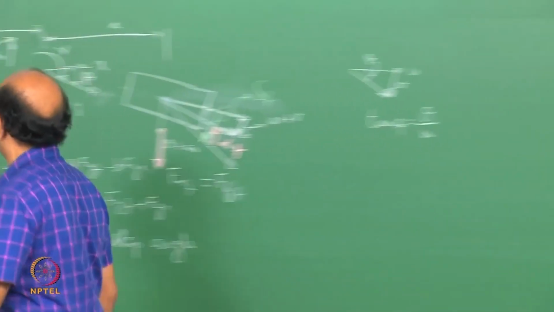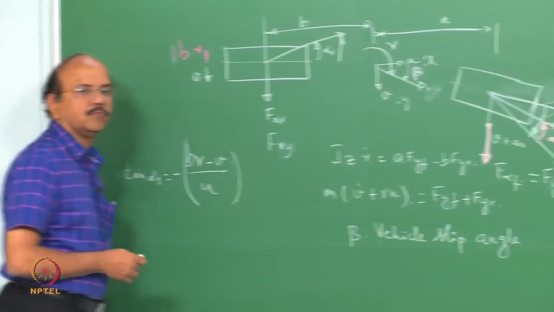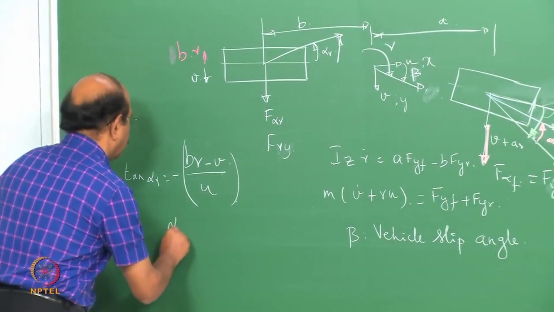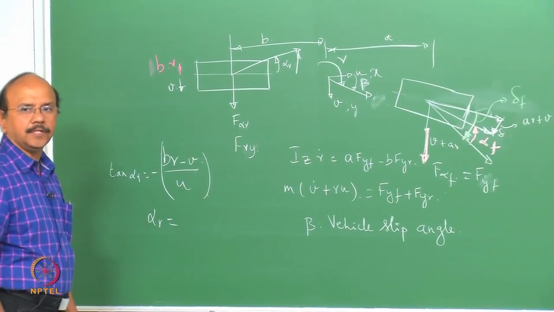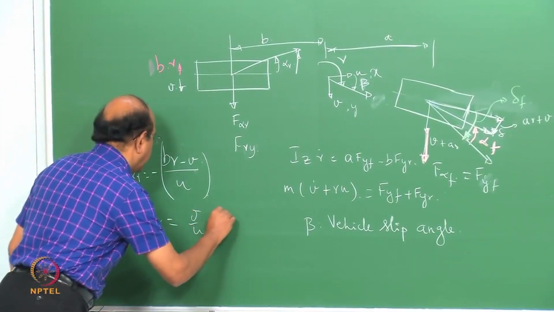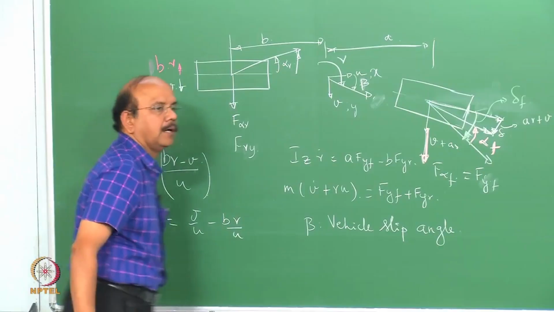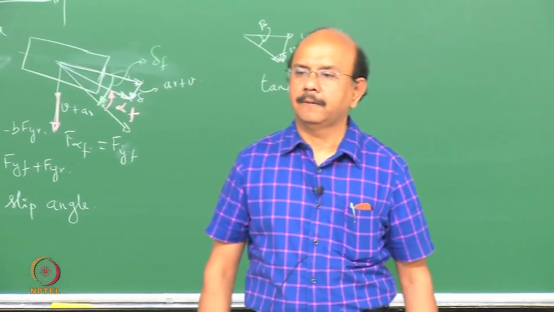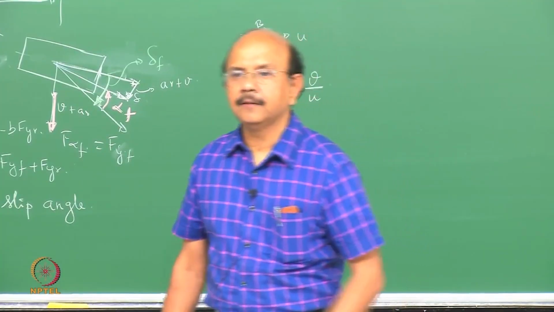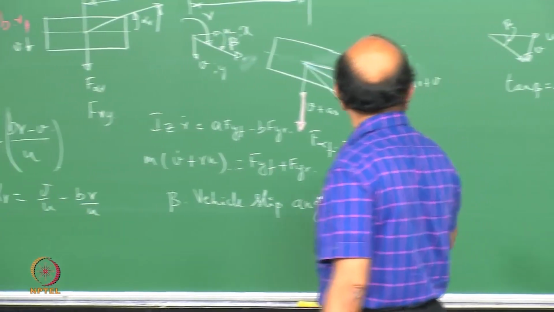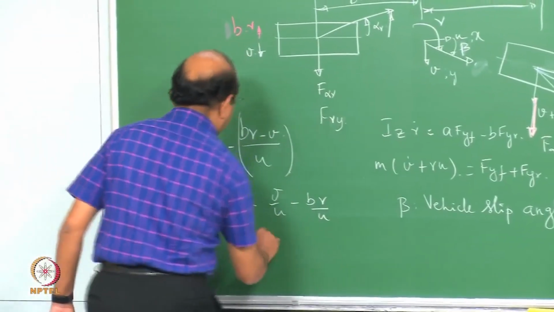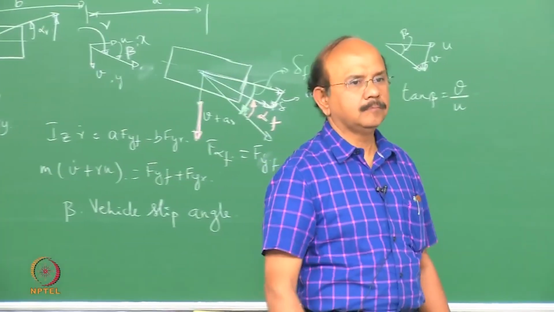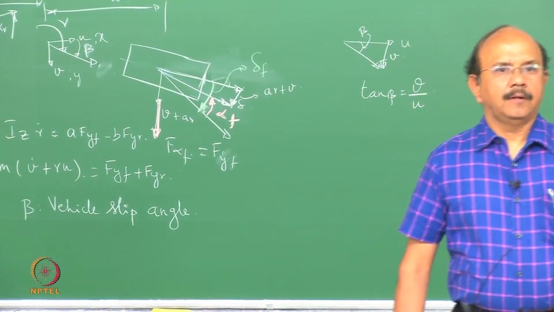I'm going to make an assumption that tan alpha r is approximately equal to alpha r. So alpha r is equal to v by u minus b into r by u. So what is v by u? We had already seen that v by u is tan beta, which is again approximately equal to beta. So that's equal to beta.